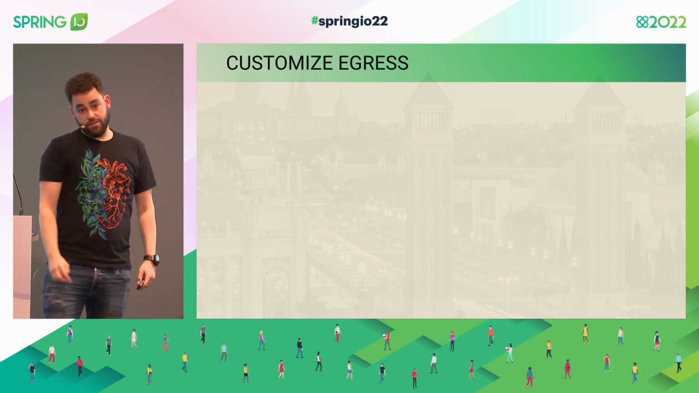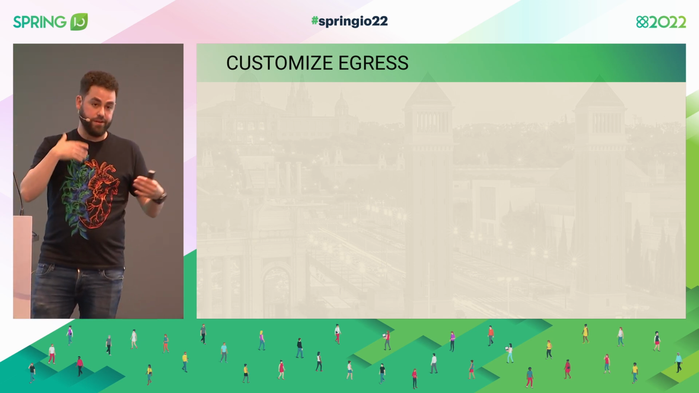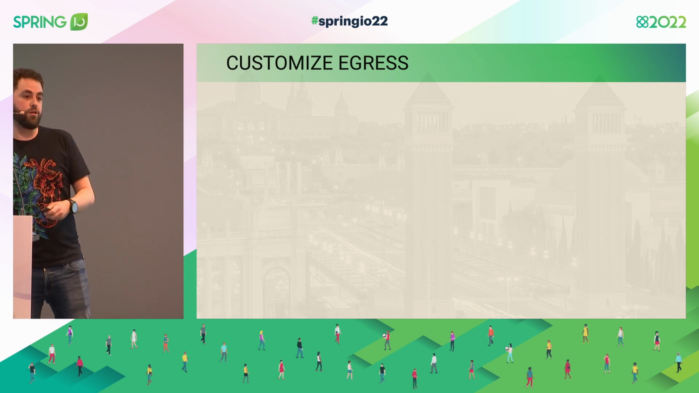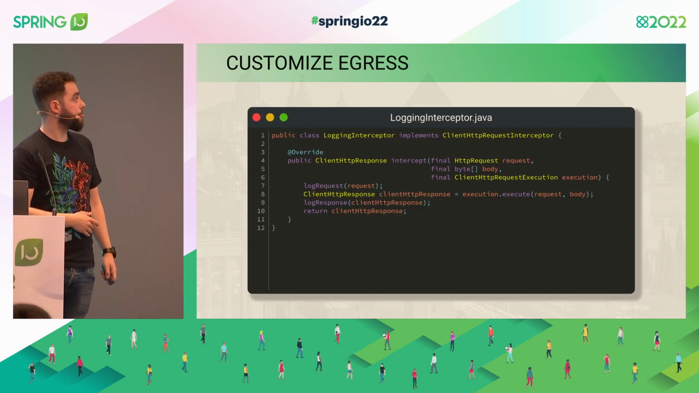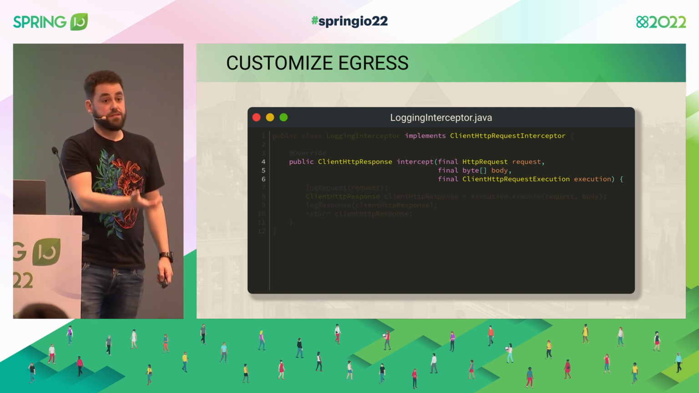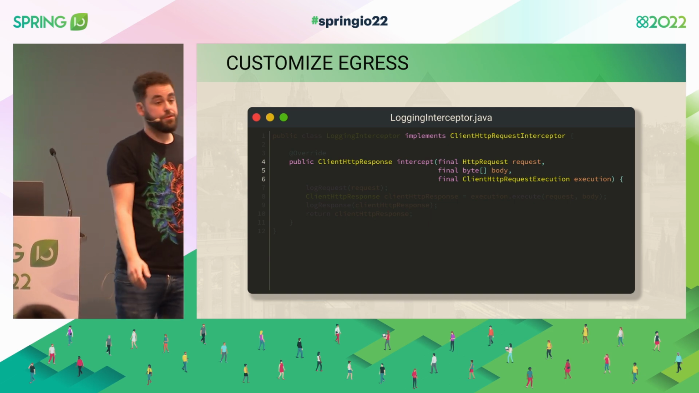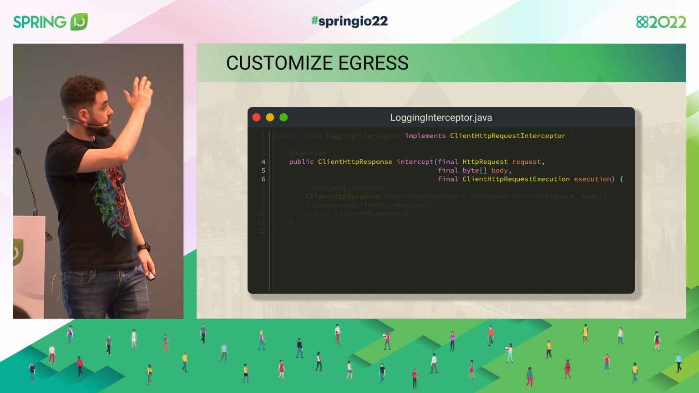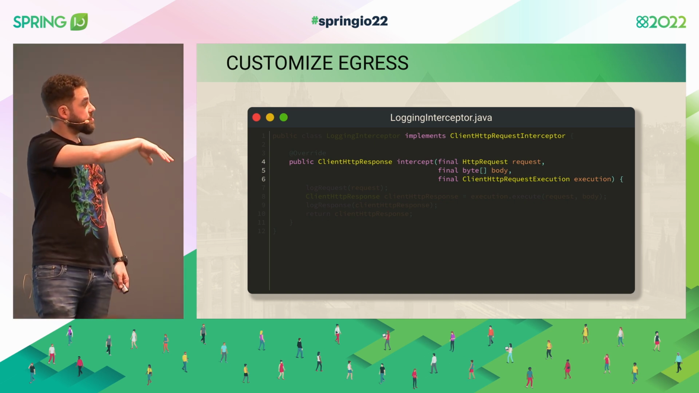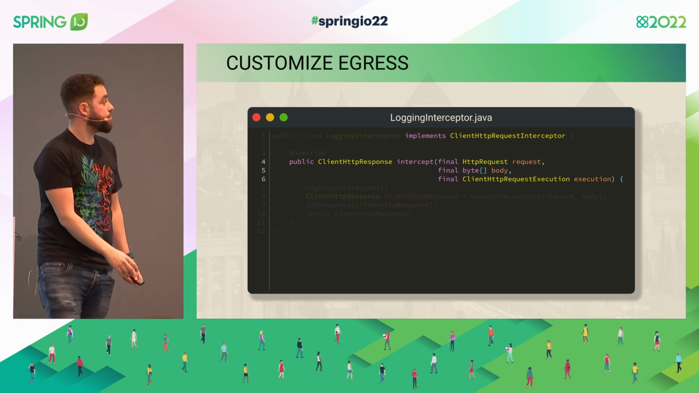And now, egress. So we see how we can intercept and do whatever with the incoming request. Now, with the outgoing request, it's going to be almost the same. We have a different interface. In this case, it's ClientHttpRequestInterceptor, but it's the same. It takes care of the request, takes care of the body, and takes care of the execution. This is for intercepting calls with a RestTemplate.